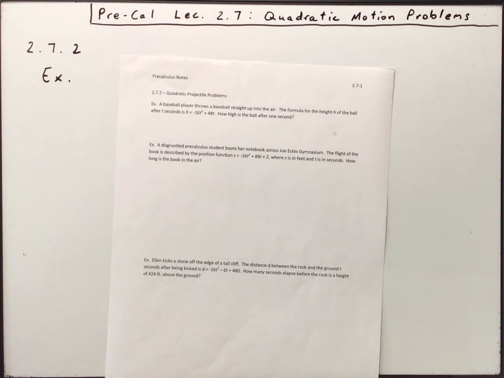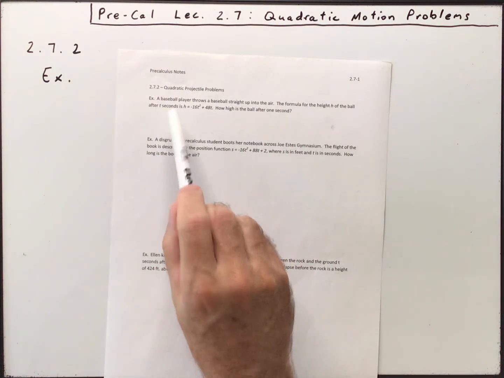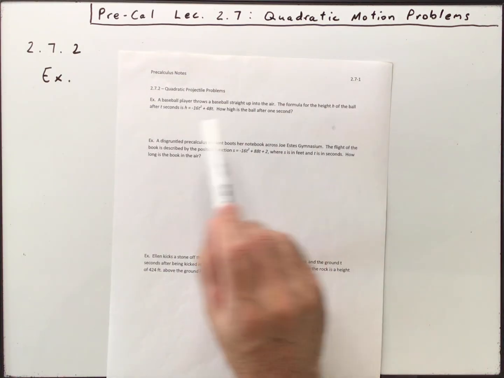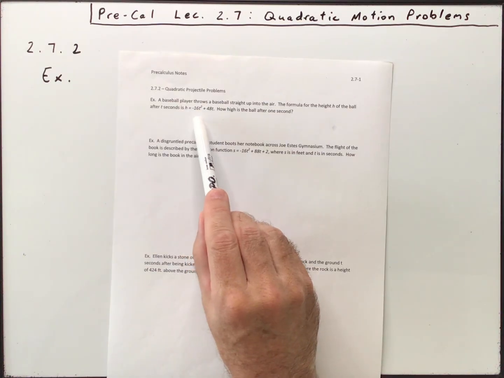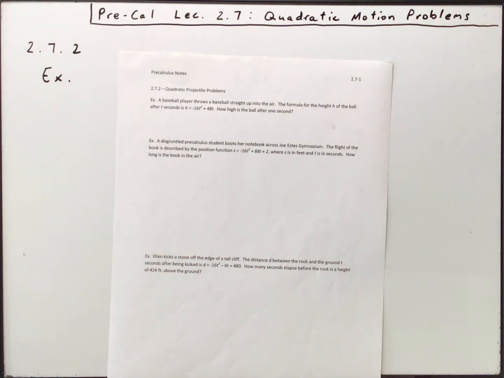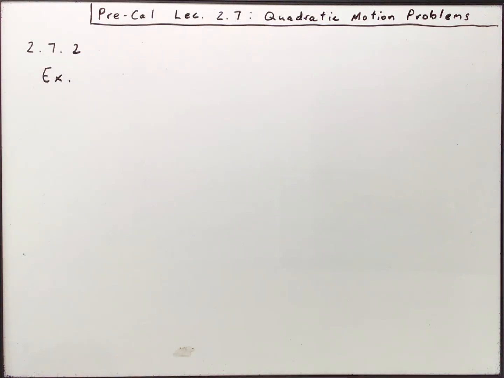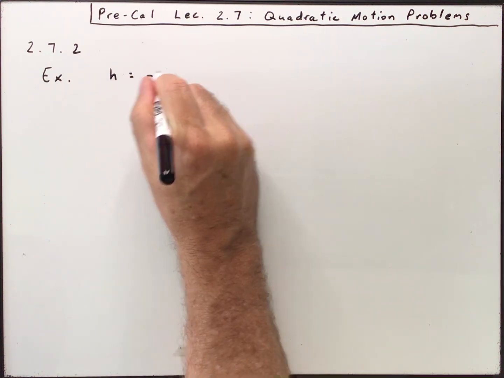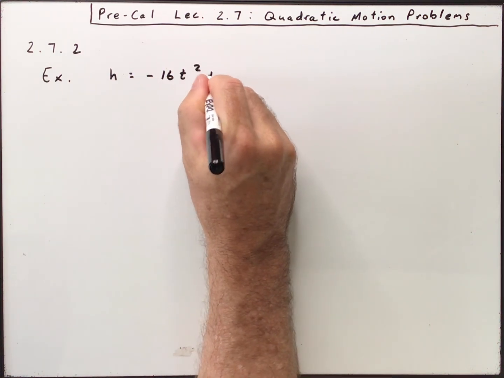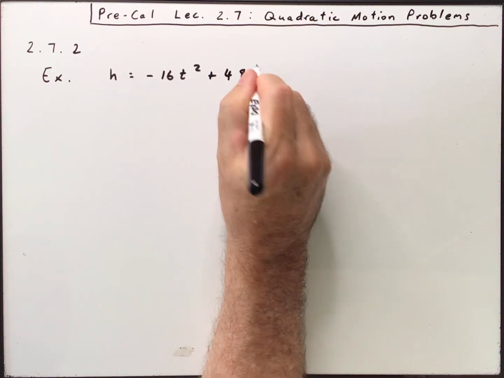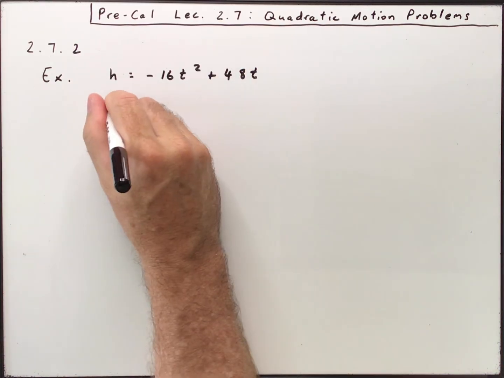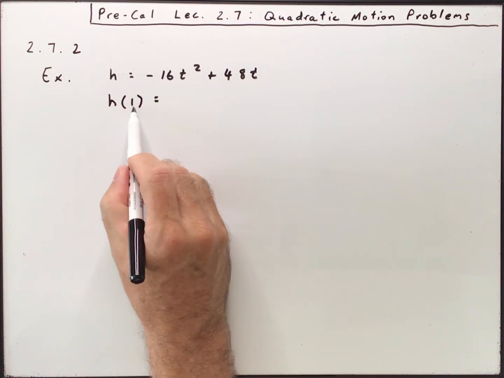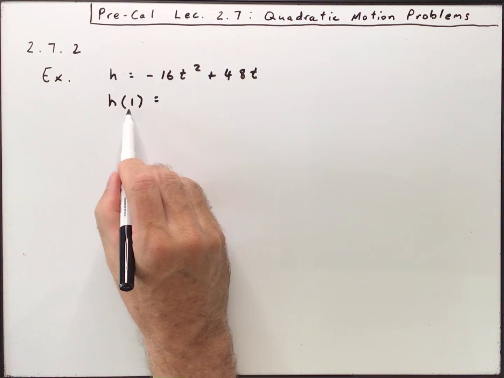So our first example is a baseball player throws a baseball straight up into the air. The formula for the height h of the ball after t seconds is h is equal to negative 16t squared plus 48t. How high is the ball after 1 second? So we have h is equal to minus 16t squared plus 48t. We want to know the height of the ball after 1 second. So with function notation, what we're trying to find is h of 1. Hopefully you went over that in your Algebra 2 class, h of 1.